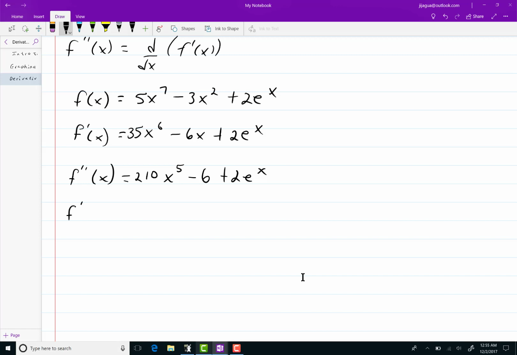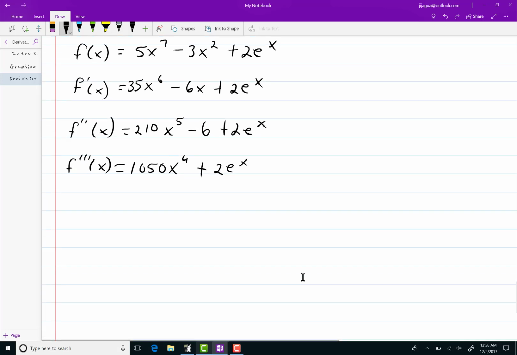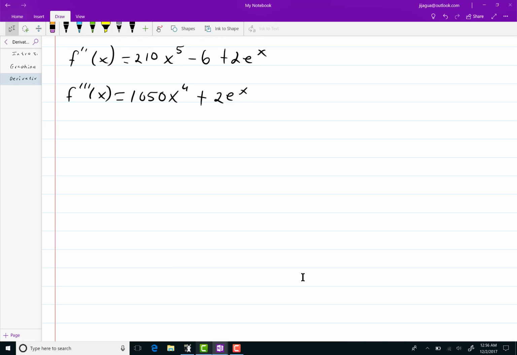You can do f prime prime prime of x. And 5 times 210 is 1050, x to the 4th. Notice the derivative of 6 is 0. Plus 2e to the x. Now here's an interesting rule, because as you get into higher derivatives, 4 primes, 5 primes, that's a lot of primes. You're going to run out of space on your paper. So what they've started to do after 3 is in parentheses we put a 4. That's not f to the 4th power, that's the 4th derivative of f.